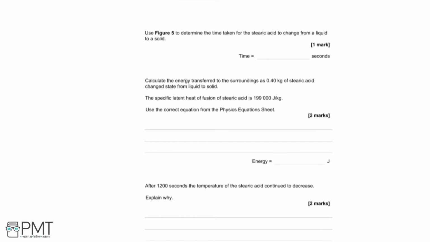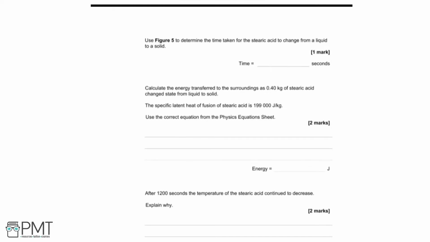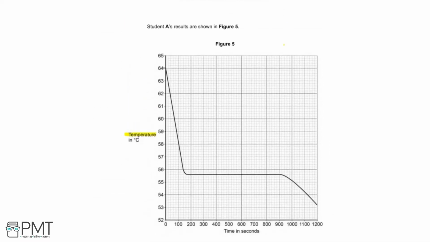Use figure 5 to determine the time taken for the stearic acid to change from a liquid to a solid. We know from earlier on in the question that this point here must be a liquid, and this point here must be a solid. However, we know that this whole time period, the whole 1200 seconds, is not the time taken for it to go from a liquid to a solid. This time period also includes some time where the liquid decreases in temperature and the solid decreases in temperature.